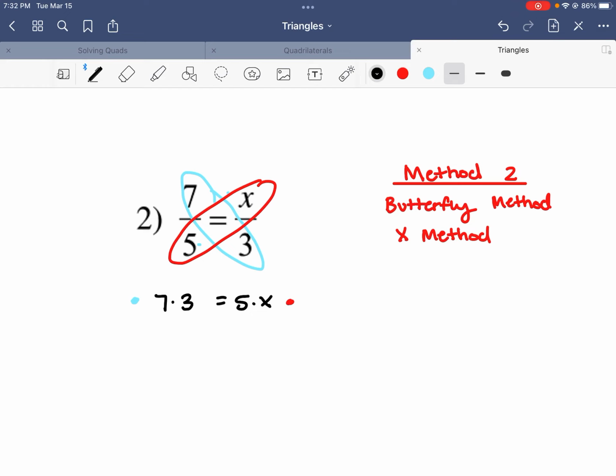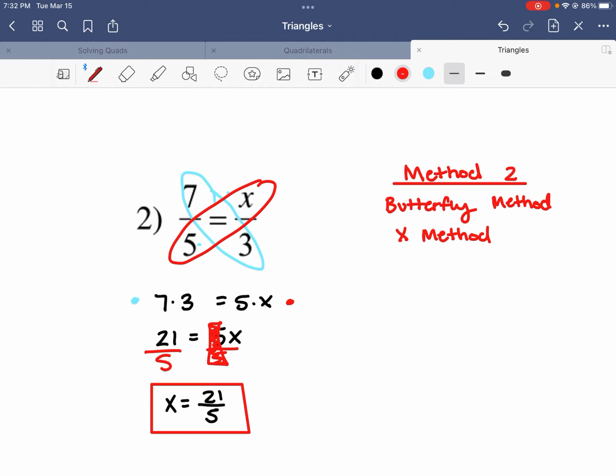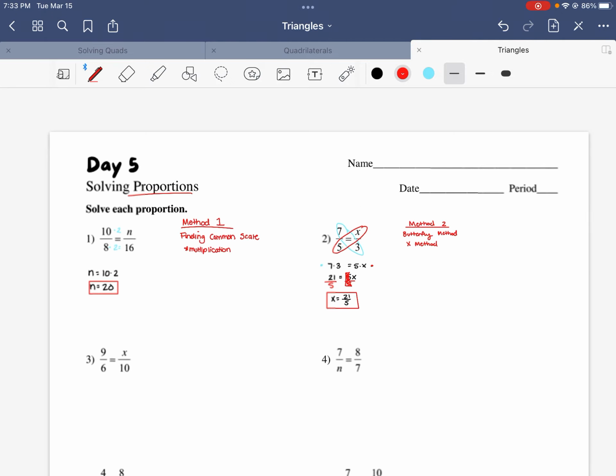So I'm going to simplify this. 7 times 3 is 21. This is 5 times x, which is just 5x. And from here, I'm just trying to solve for x. I see that 5 and x are multiplying, so to get rid of it, I have to divide. This becomes a giant 1. And I get that x is equal to 21 over 5. Yikes, that is definitely not a pretty number, but it is our answer nonetheless. So sometimes we are going to get some fractions.